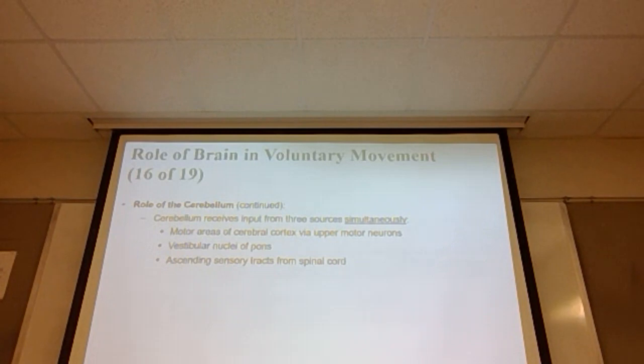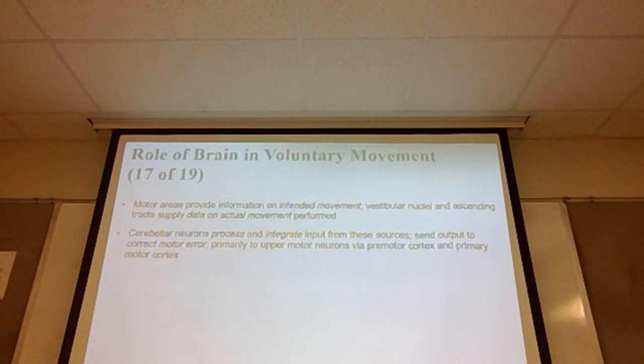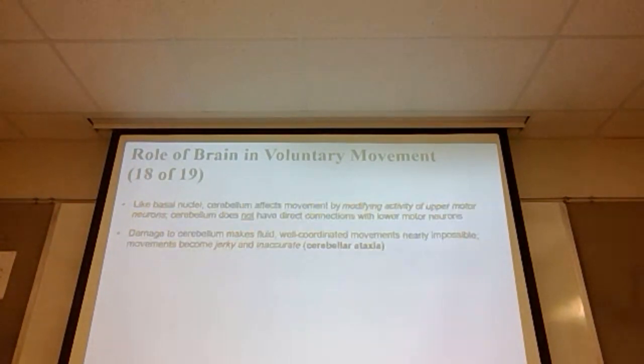The cerebellum receives input from 3 sources simultaneously: the motor areas of the cerebral cortex via the upper motor neurons, the vestibular nuclei signals that come from the pons, and the ascending sensory tracts from the spinal cord. The motor areas provide information on intended movement. The vestibular nuclei and ascending tracts supply data on actual movement. And the cerebellar neurons process and integrate input from both sources, which send output to correct motor error, primarily to upper motor neurons via the premotor cortex and primary motor cortex.